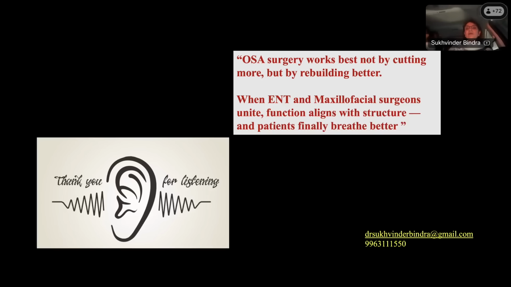So OSA surgery works best not by cutting more but by rebuilding better. When ENT and maxillofacial surgeons unite, function aligns with structure, and patients finally breathe better. Thank you so much for your patient listening. And if there is any question, please ask.